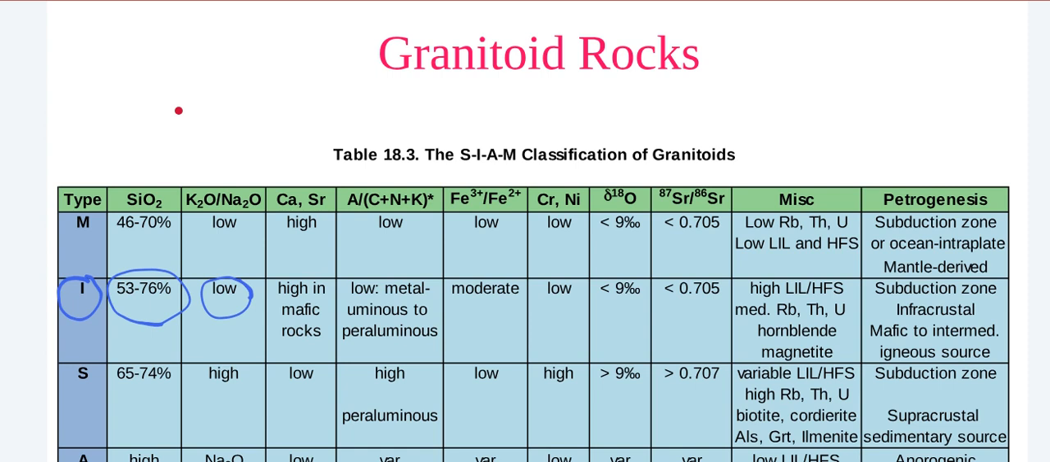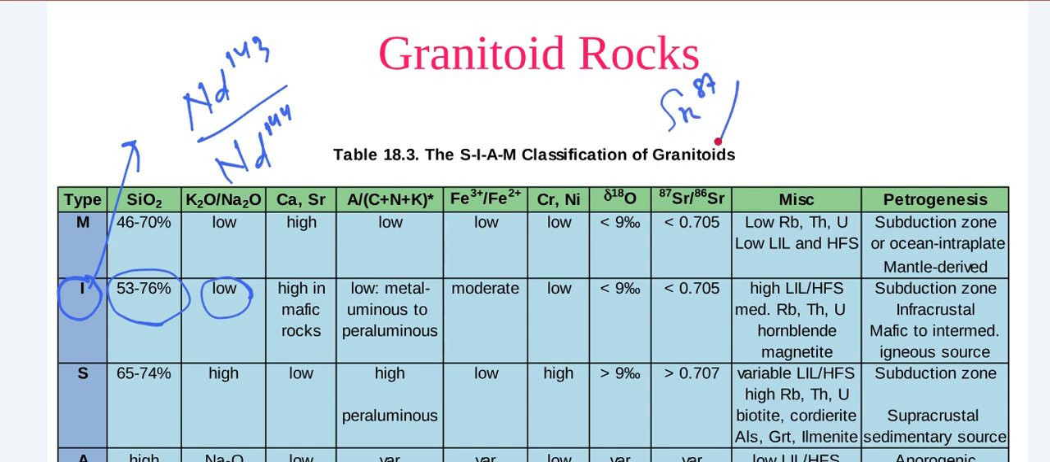Now you tell me, you know geochemistry. This I type magma will have neodymium 143 by 144 ratio higher or lower, and what about the strontium 87 by 86 ratio? Tell me. If this is higher, then this is lower. If this is lower, then this will be higher. You only have to mention one thing.